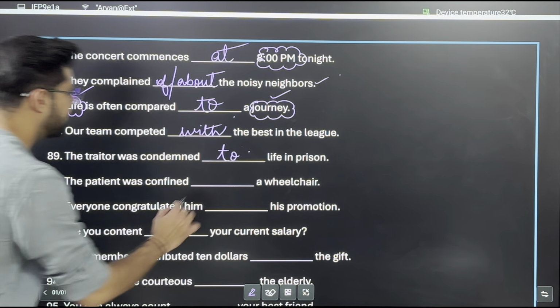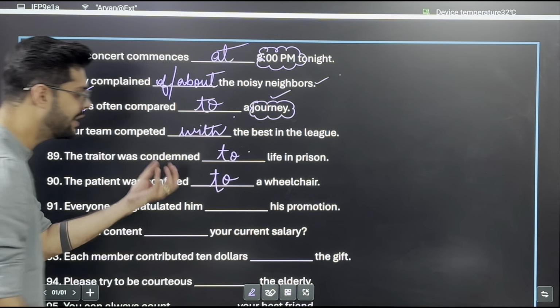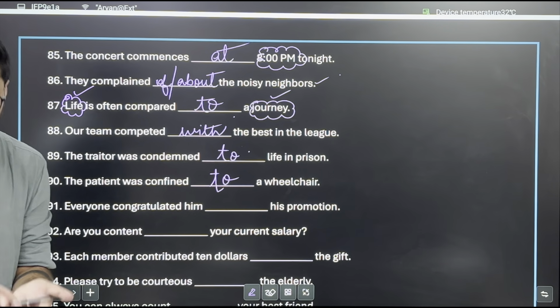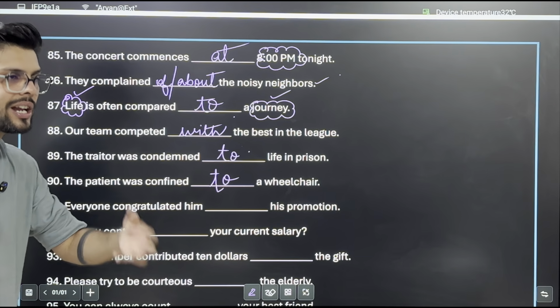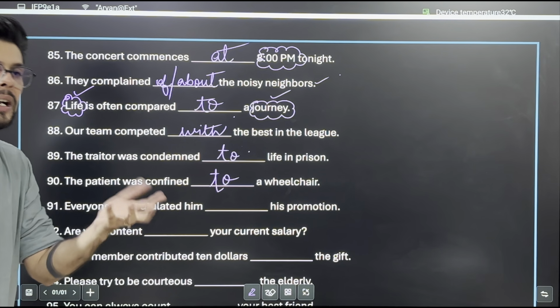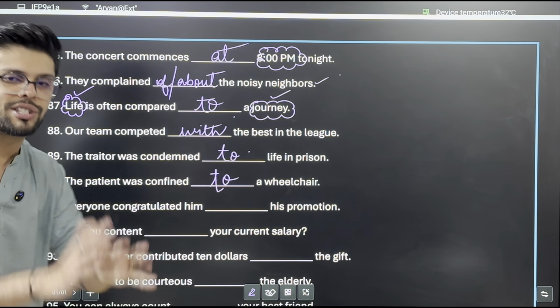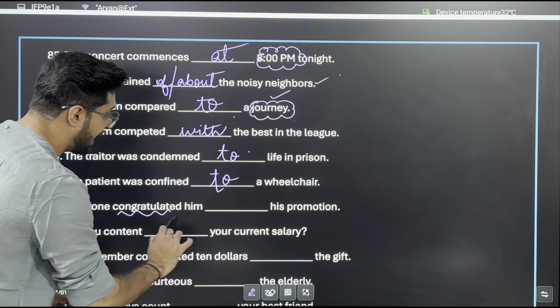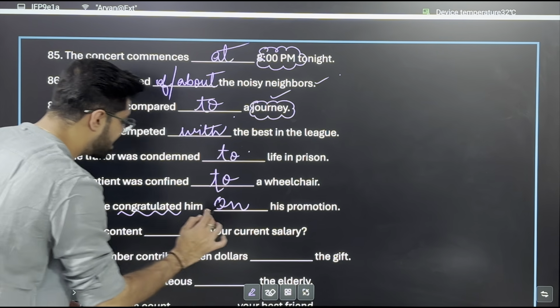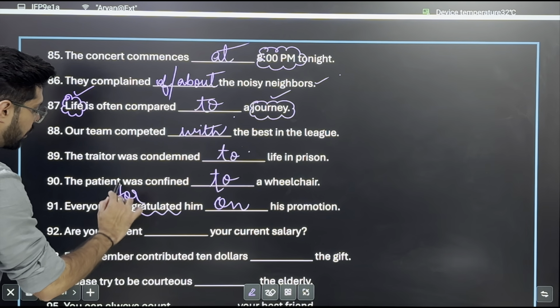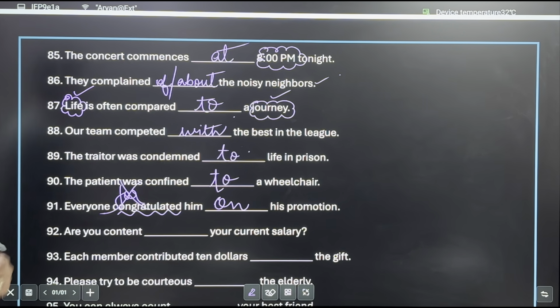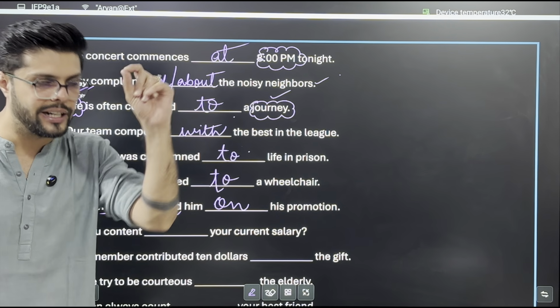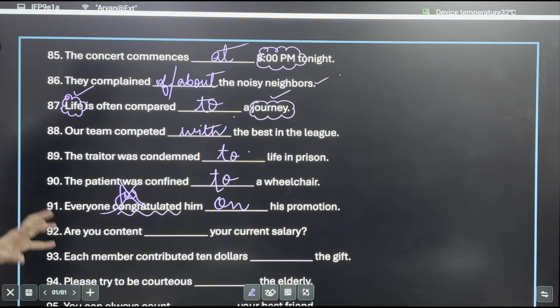The patient was confined to. Confined to means bedridden. Not bedridden, but basically restricted. ठीक है. So confined to a wheelchair, confined to bed. Confined to bed, bedridden होता है, but confined to wheelchair means restricted, कि वो और चल नहीं पाया कभी जीवन में. Everyone congratulated him on his promotion. Please do not make use of for. For is incorrect over here. You never congratulate for. You always congratulate on any achievement of a person.